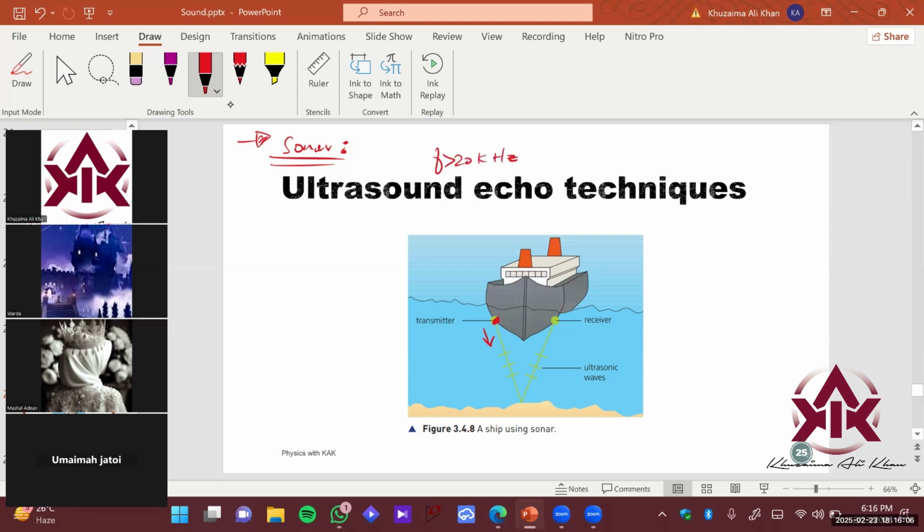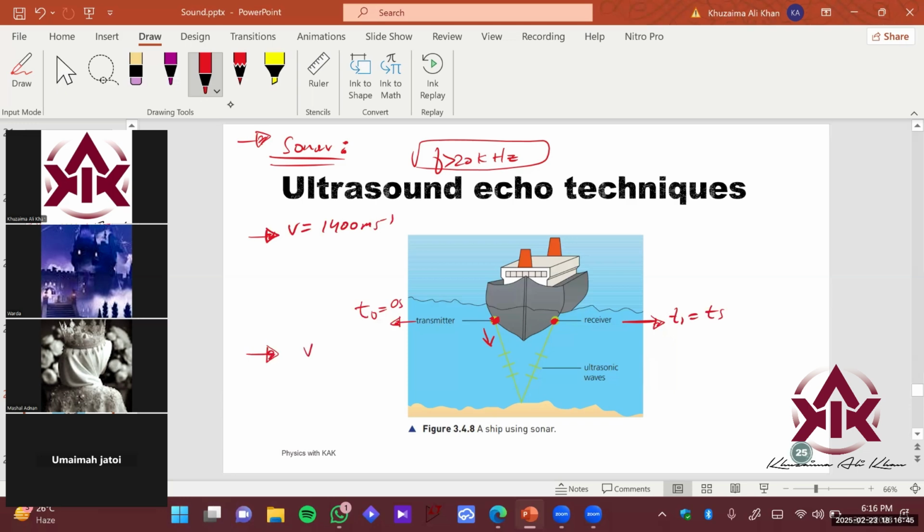And it again uses the echo method, right? So what does it do? It measures time. Let's say when it sent the wave, when it was transmitted, when it started, it was t0 equals 0 seconds. And then when the wave hit the ground, the land below the sea, it came back to the receiver on the ship, and it measured the time taken, that was t seconds. We know the speed of sound in water, that is around 1400 meters per second, that is fixed, so we can find the distance of the land below the ship.